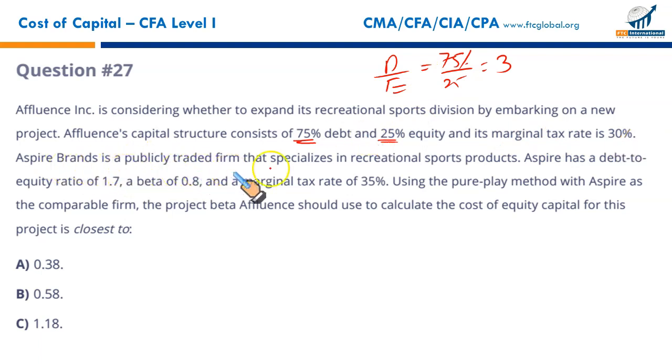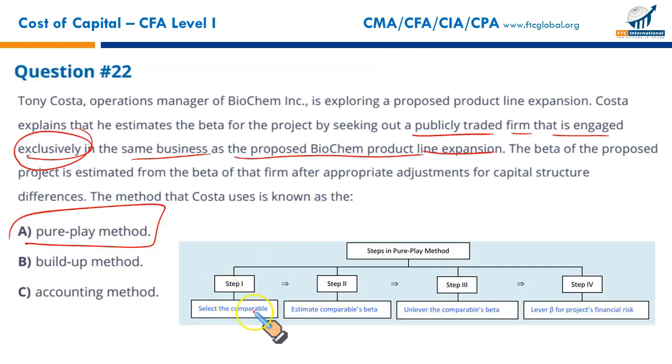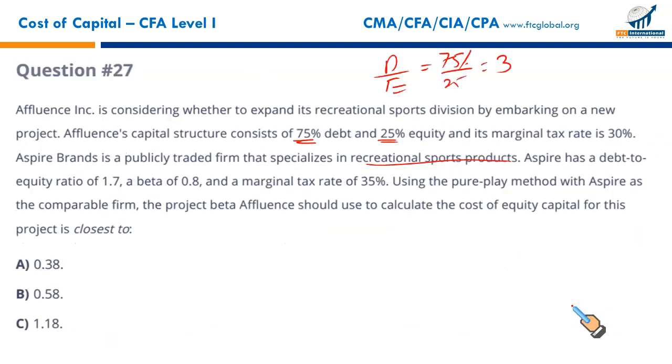Aspire Brands is a publicly traded firm that specializes in recreational sports products. Aspire has a debt to equity ratio of 1.7, beta of 0.8 and marginal tax rate of 35%. That's pure play. This is exactly what we discussed a little while earlier. Select the comparable. We have Aspire Brands, a specialized firm in recreational sports products. That's the exact line of products we are moving in. So we'll estimate this comparable's beta, unlever it and use it for our own project evaluation. So it's a good question. This is the comparable firm we have selected.